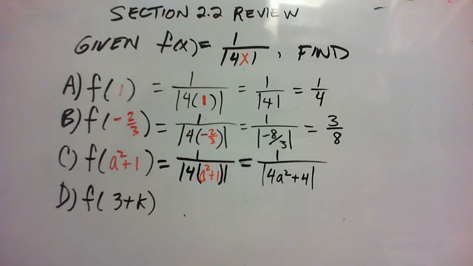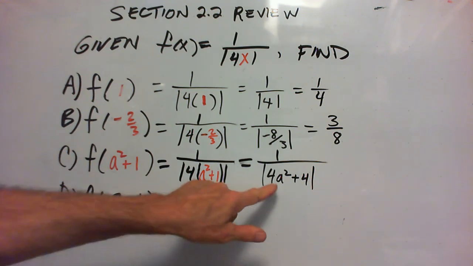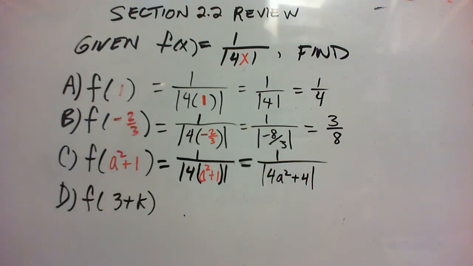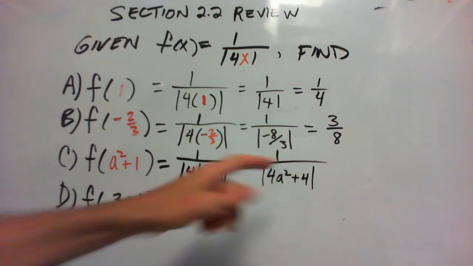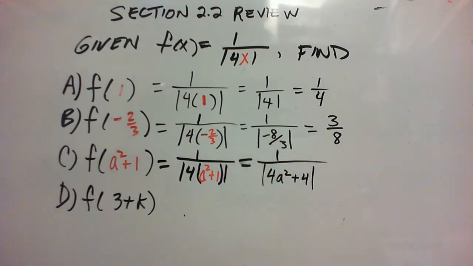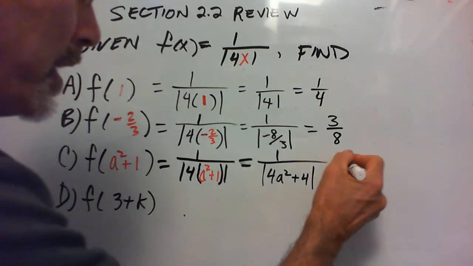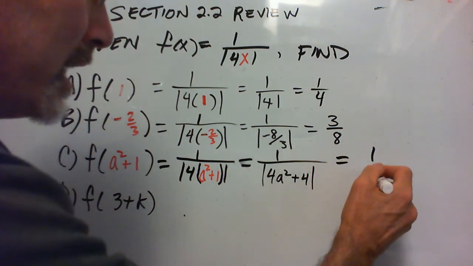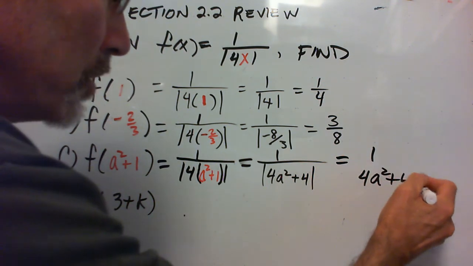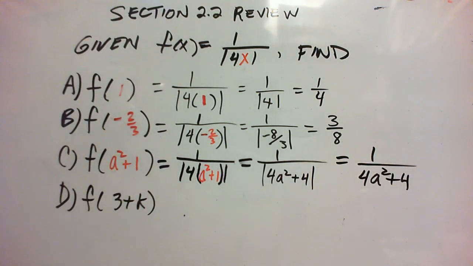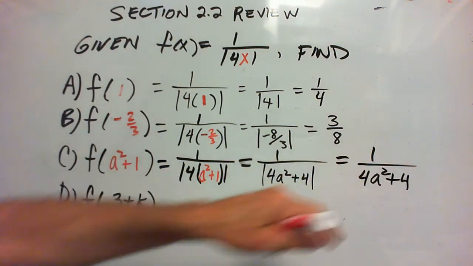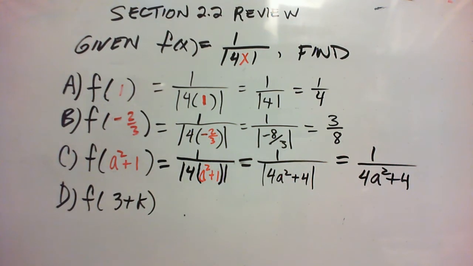And the question is, can we drop the absolute value bars? Well, if we know that 4a squared plus 4 is positive, we can. Well, a squared is always positive. So 4 times a positive plus a positive is going to be positive. So since we know the denominator is positive, we can drop the absolute value bars. So the simplified answer is just 1 over 4a squared plus 4.